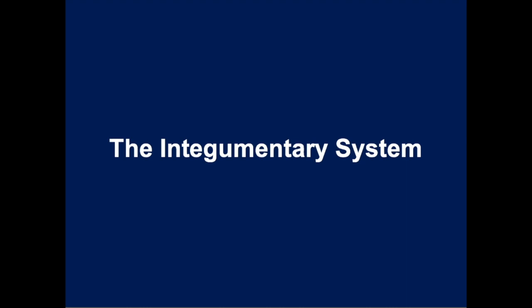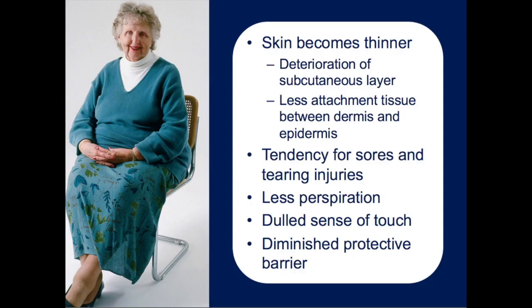The integumentary system, or the skin, which is what I prefer to call it because that word's very difficult to say. When patients age, their skin becomes thinner and essentially just more prone to injury. And on a cellular level, this is due to the deterioration of the subcutaneous layer of the skin, and also the tissue that lies between the dermis and the epidermis.